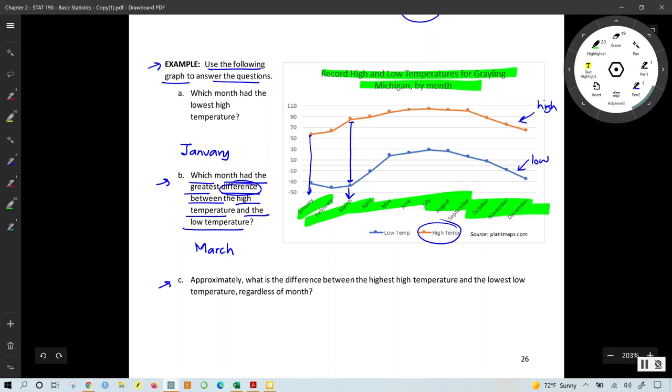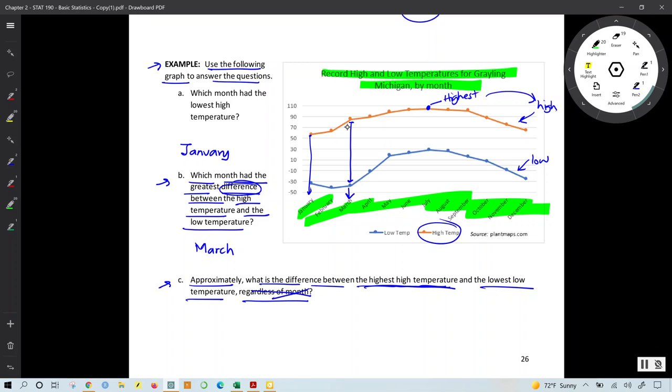Then question C, approximately what is the difference between the highest high temperature and the lowest low temperature regardless of the month? So we will not consider the month. We would only go and get the highest high temperature. The highest high temperature occurs about the month of July. So July, this is the highest high temperature.